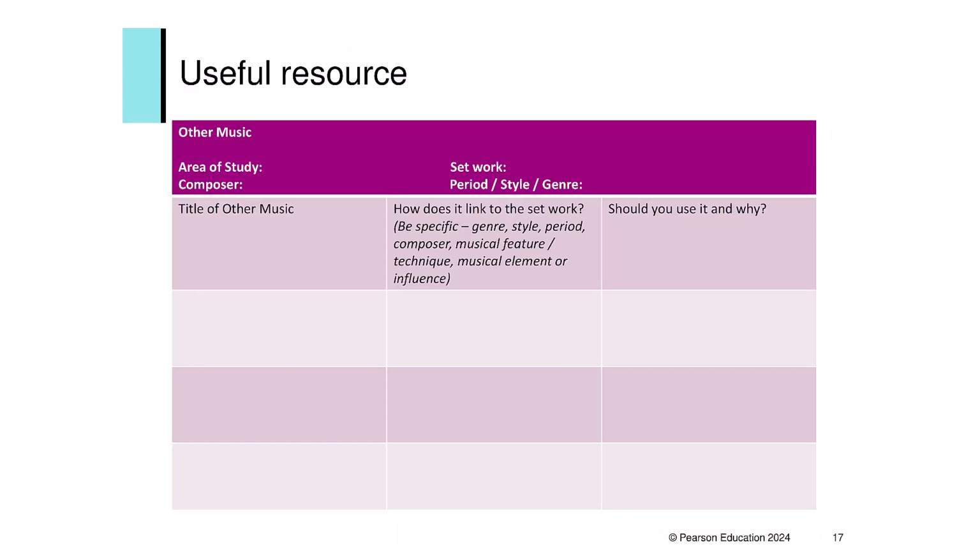A final resource to consider is this table. Either you or your students choose a set work, then think of 3 pieces which could be considered other music. Describe how it links to the set work and why to use it. This works well as a homework assignment or an example of flipped learning in preparation for a lesson on other music. You give the students 3 pieces to listen to and consider how each links to the set work, should it be used and why.